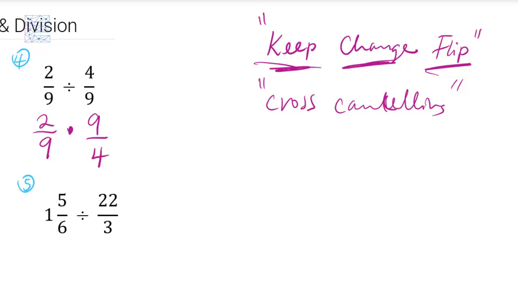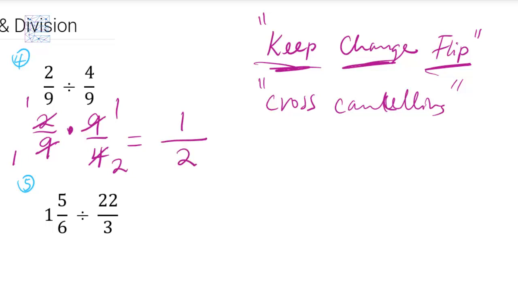In question 4, we do have it because 9 goes into 9 once, 9 goes into 9 once. 2 goes into 2 once, 2 goes into 4 twice. So now that we've cross-canceled, we just multiply. Up top, we have 1 times 1, which is just 1. On the bottom, we have 1 times 2. So the answer is just 1/2.